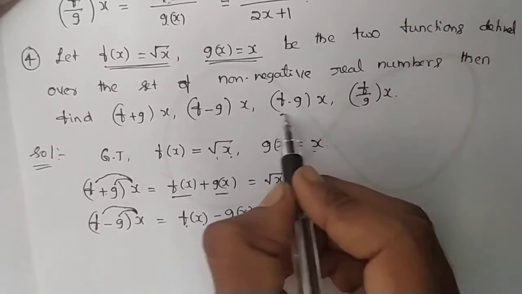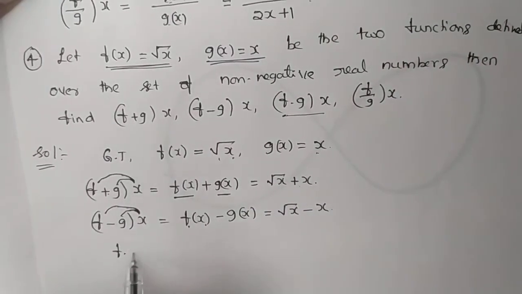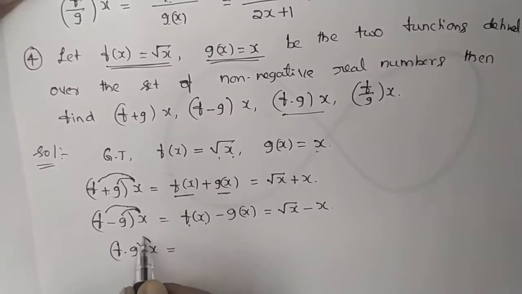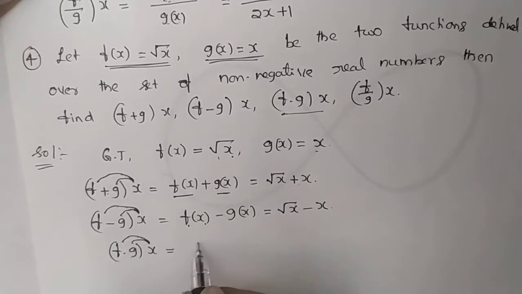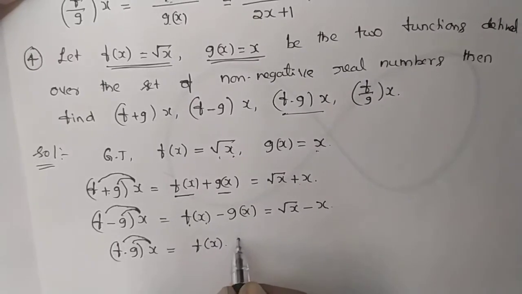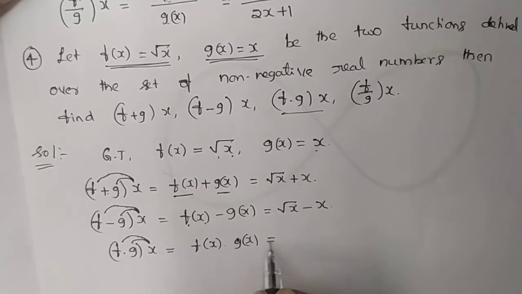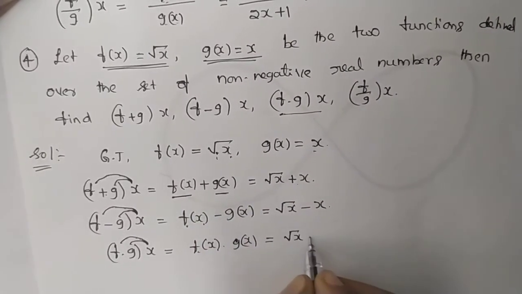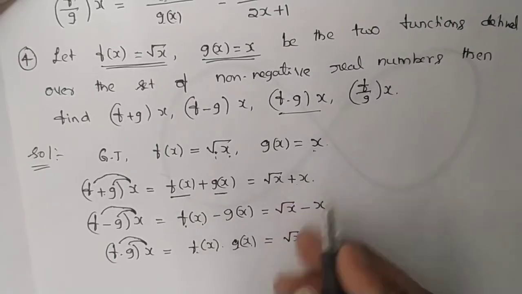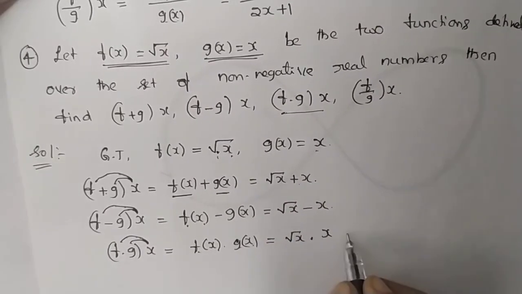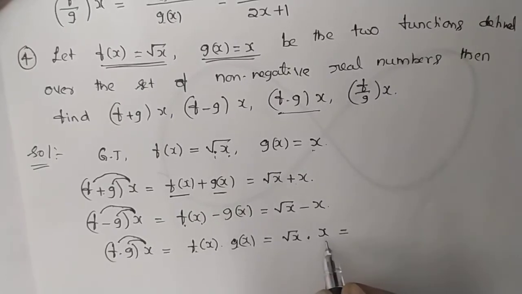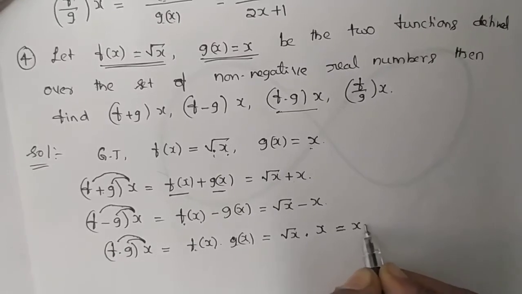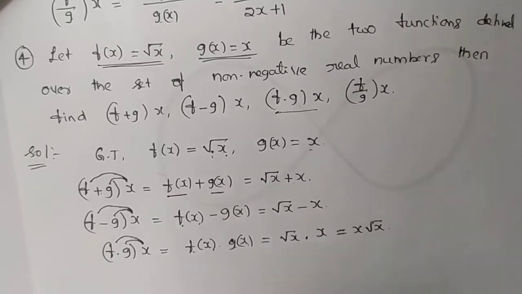Next let us find out f into g of x. f into g of x equals f of x into g of x. F of x is root x into g of x, which is x. Let us write this root x into x in a proper way: x into root x.